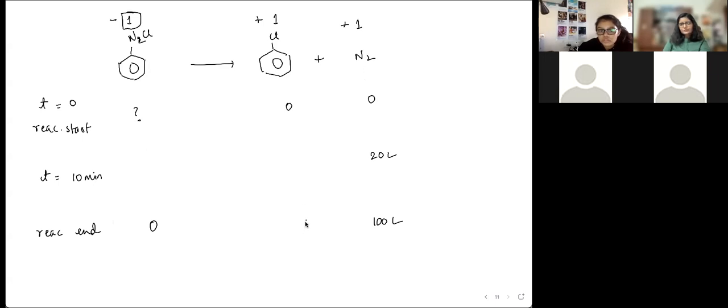So the starting should also be 100 liters of N2Cl. So that will be 100 liters of N2Cl, and 20 liters of haloarene, chlorobenzene, would have reacted to give 20 of this and 20 of this. So how much was left is 100 minus 20 equal to 80 liters. 80, yeah. And then we have 0, and then it's fully converted.